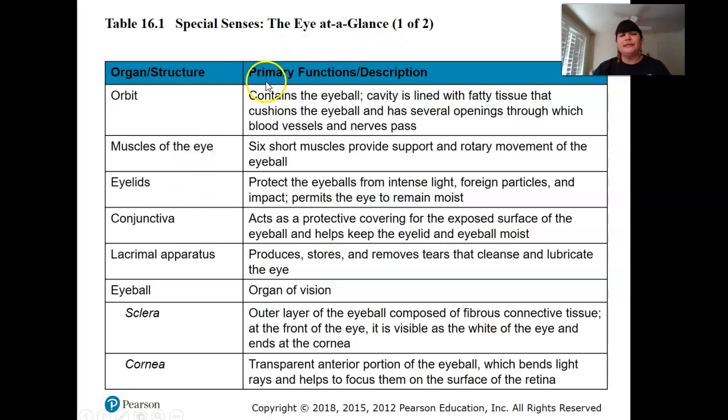So again, a table: the orbit, the eyeball muscles, six short muscles that support rotary movement. Eyelids, of course, are going to protect our eye. We have our eyelashes there protecting. Conjunctiva, right? So that's kind of that layer of tissue. Lacrimal apparatus produces, stores, and removes tears. There's actually a little duct that goes from the eye to the nose.